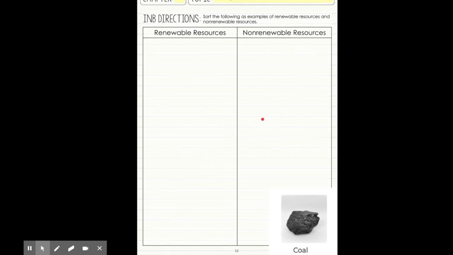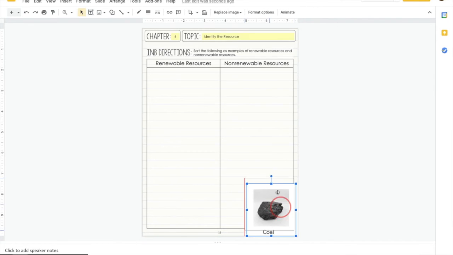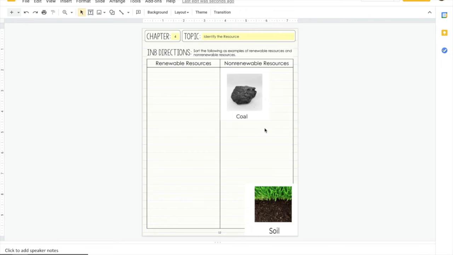Alright, now that you have the table with renewable resources and non-renewable resources, we're going to use these pictures to identify each resource as renewable or non-renewable. Let's get started. First is coal. Is coal a renewable resource or a non-renewable resource? If you said non-renewable resource, that is correct. Coal is a non-renewable resource. Please write coal on the non-renewable resource column.